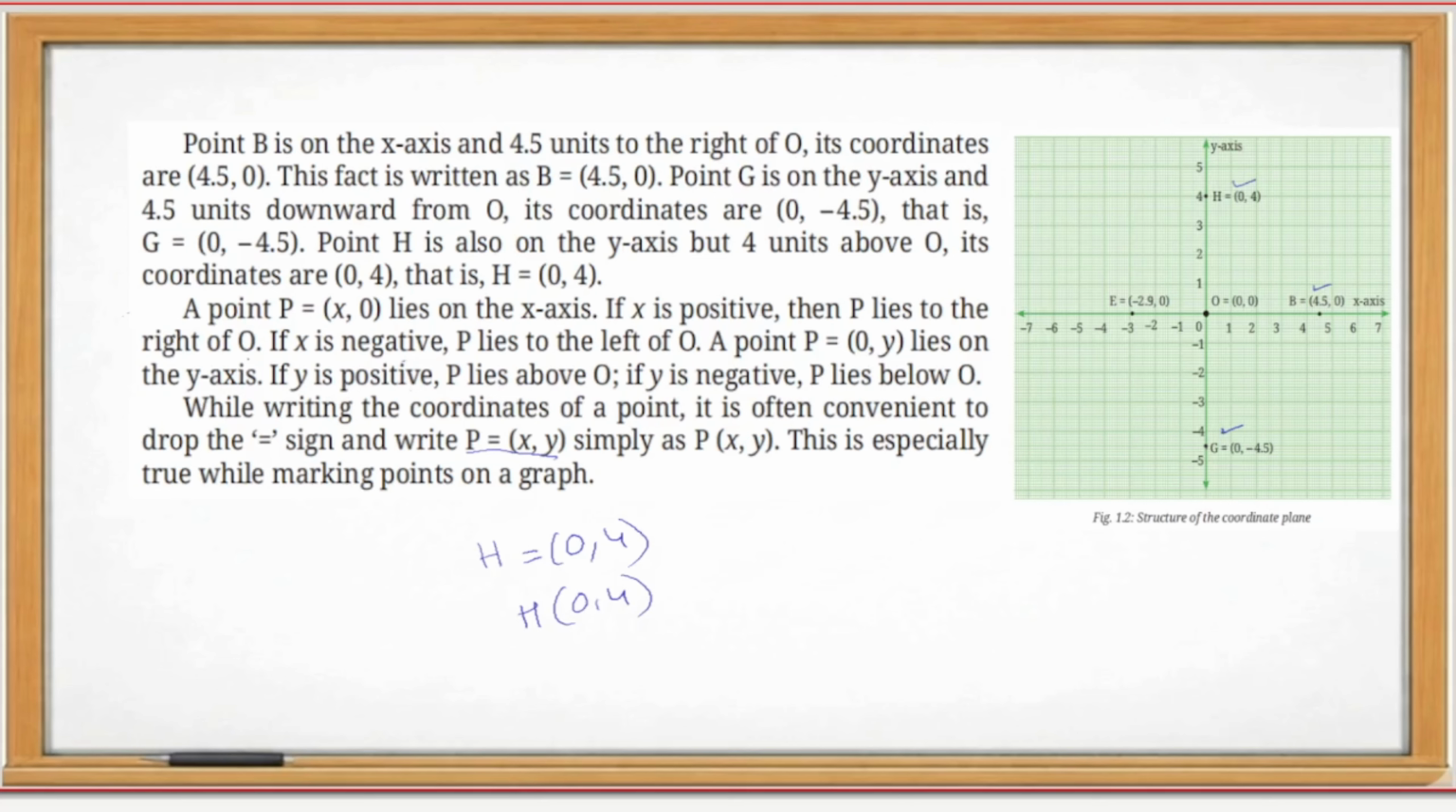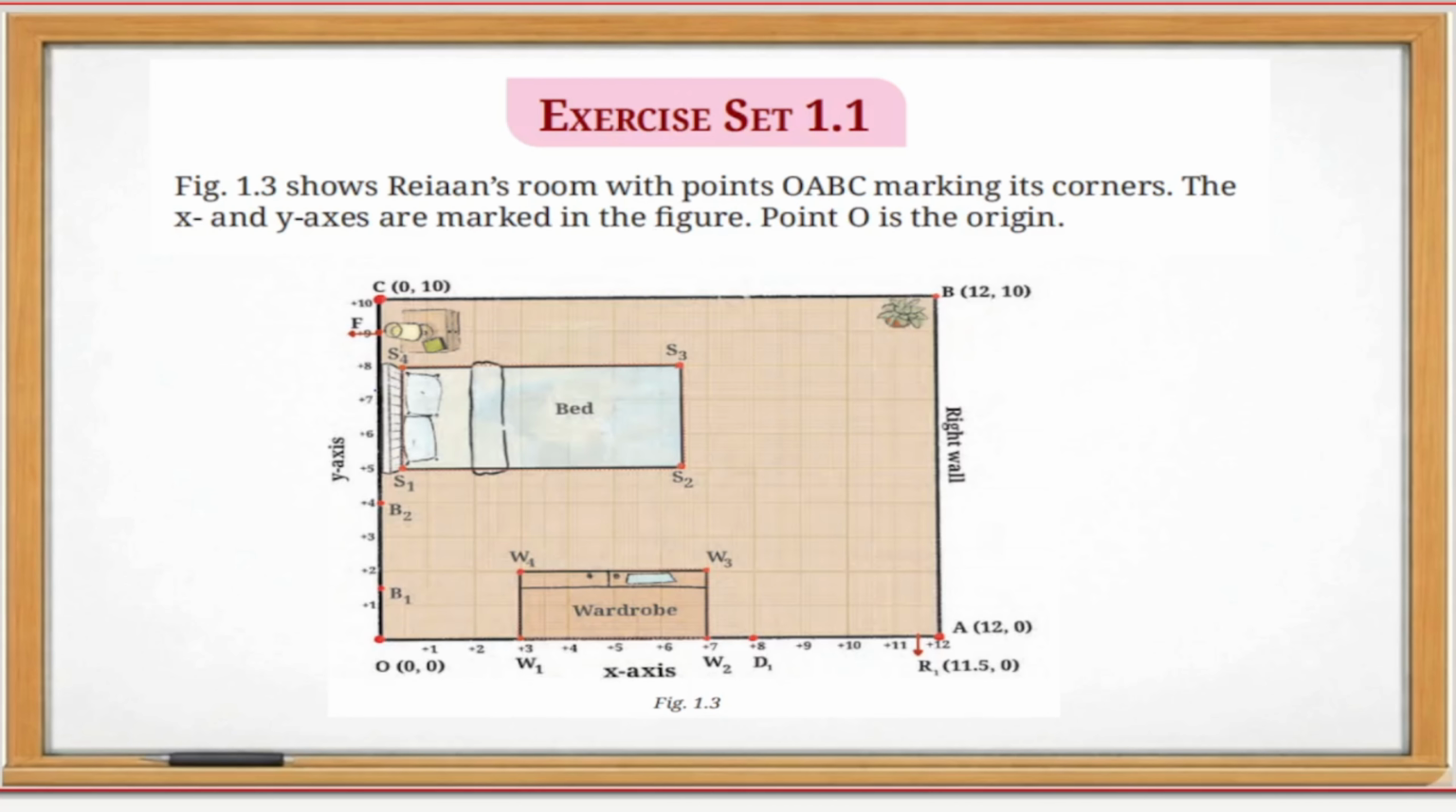See here, if x is negative, P lies to the left of O. A point P equal to (0, y) lies on the y-axis. If y is positive, P lies above O. If y is negative, P lies below O. I hope this is clear. Now let us move on to the next page. Now let us start with the exercise part.